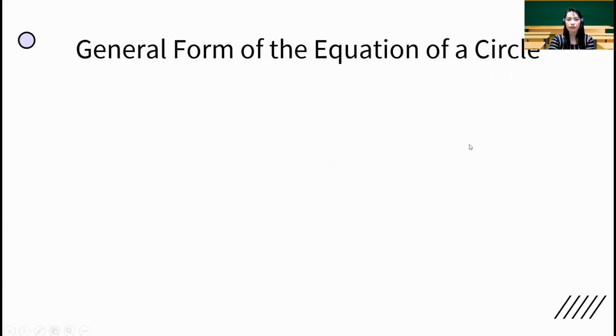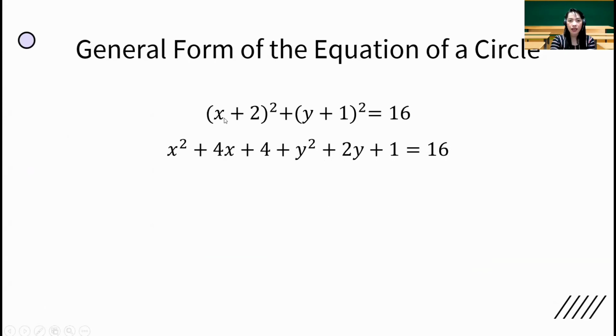What is the general form of the equation of a circle? Given this equation in standard form, we have the quantity x plus 2 squared plus the quantity y plus 1 squared equals 16. Expanding the left side of the equation in terms of x and y, we have the expanded form of this, x squared plus 4x plus 4, plus the expanded form in terms of y, y squared plus 2y plus 1 equals 16.